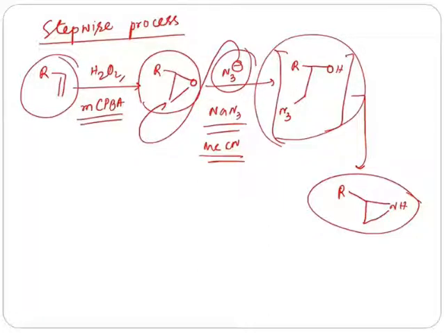Now this cyclization process can be facilitated by using triphenyl phosphine. By using triphenyl phosphine we can have an easy cyclization process to form this aziridine ring. So this is the stepwise process by which we can form aziridine ring.